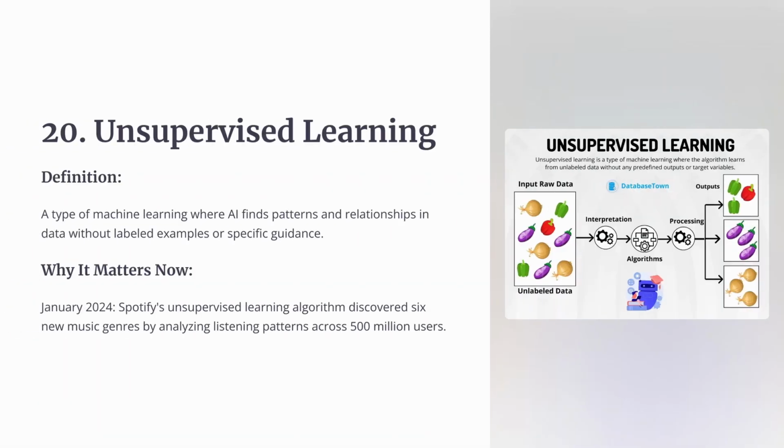Unsupervised learning is a type of machine learning where AI finds patterns and relationships in data without labeled examples or specific guidance. This is more like letting AI explore and discover on its own, like a curious child finding patterns in the world around them. Spotify's discovery of new music genres is fascinating because the AI found patterns that even music experts hadn't noticed. It's helping us understand human culture in new ways.